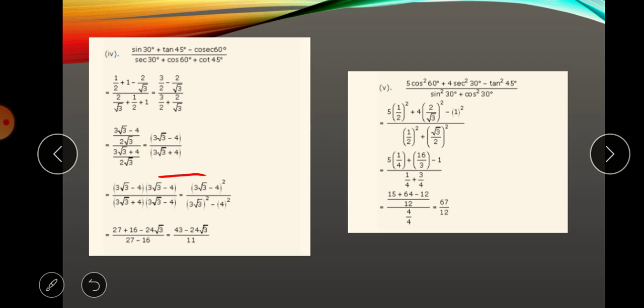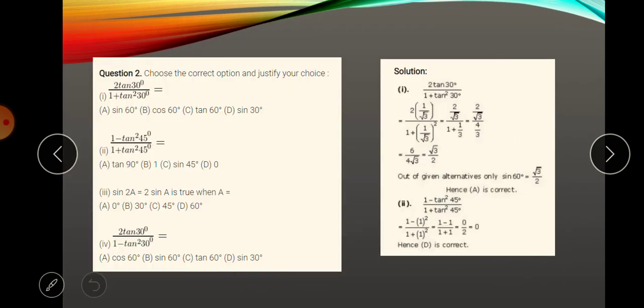Now the fifth one: cos square 60, secant square 30 and then tan square 45. If you apply these values, cos square 60 is 1 by 2 whole square, secant 30 is 2 by root 3, and tan 45 is 1. Apply the values of each and every one and just simplify. You should do the simplification very carefully. Here 5 by 4 and here 16 by 3 minus 1. Take the LCM, which is 12. Then 5 threes are 15, 16 fours are 64, over 12, then minus 12. Then 64 plus 15 is 79, minus 12 is 67 by 12. That is the answer for the fifth sum.